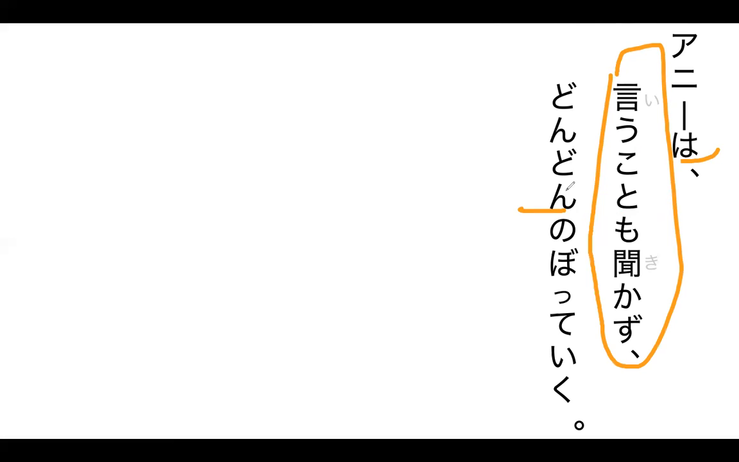Ani wa nobotte iku. What does nobotte iku mean? Nobotte iku. So she climbed the ladder without listening to anything he had to say. Exactly. Do you know why iku is being used here and not kuru? Because she's going just away. In general. Jack, yes. Or away.